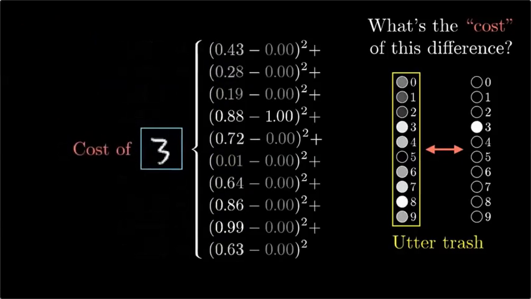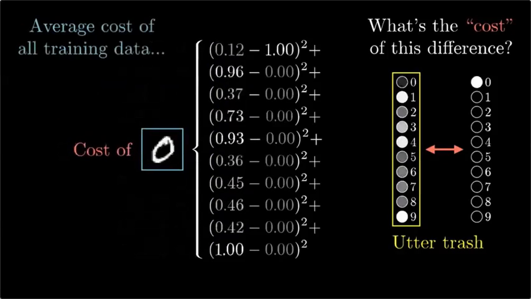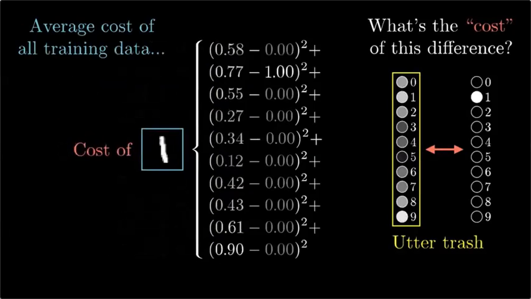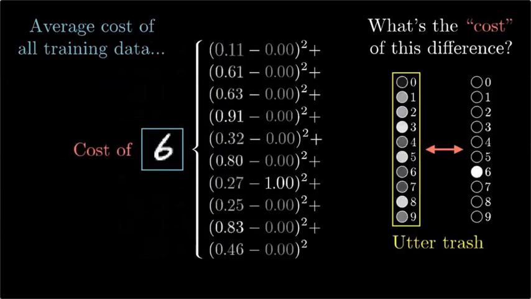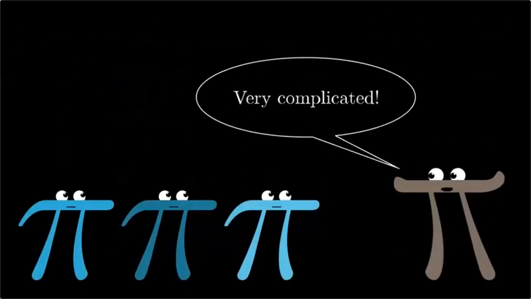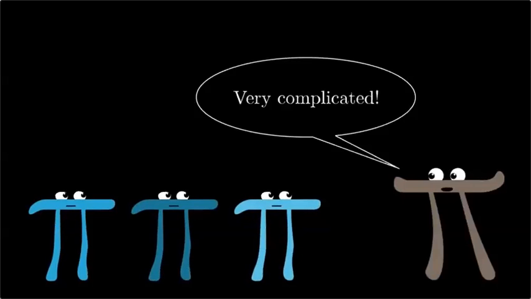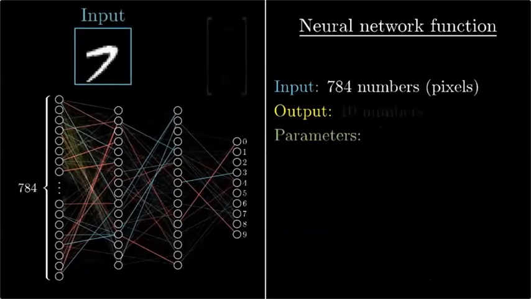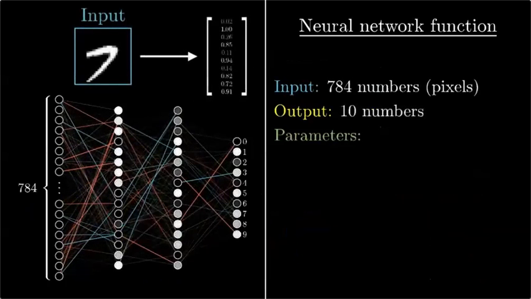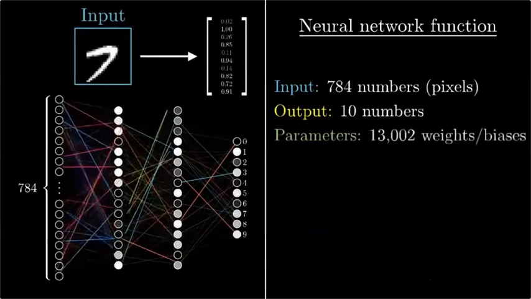So then what you do is consider the average cost over all of the tens of thousands of training examples at your disposal. This average cost is our measure for how lousy the network is and how bad the computer should feel. And that's a complicated thing. Remember how the network itself was basically a function, one that takes in 784 numbers as inputs, the pixel values, and spits out 10 numbers as its output. And in a sense, it's parameterized by all these weights and biases.